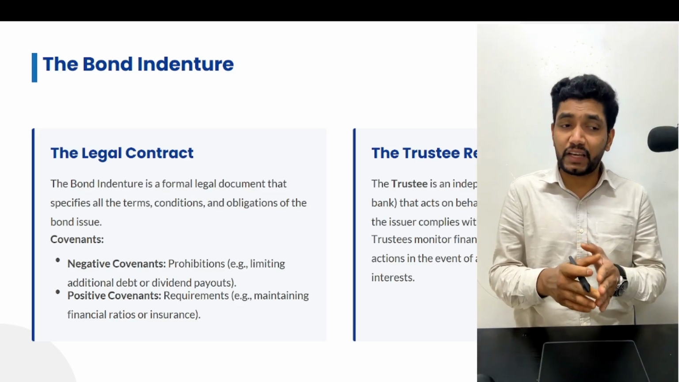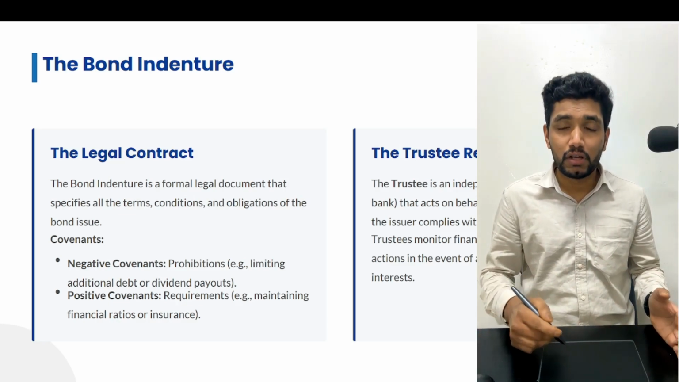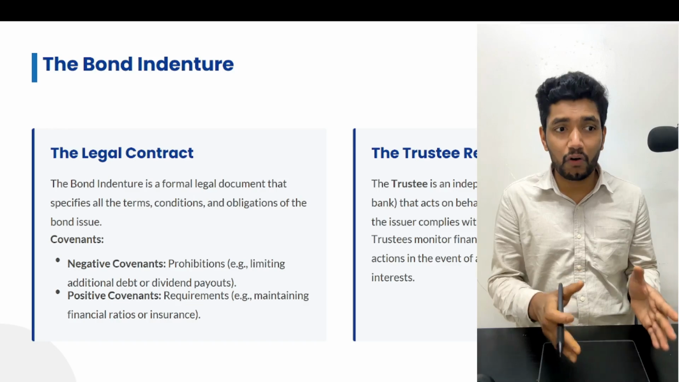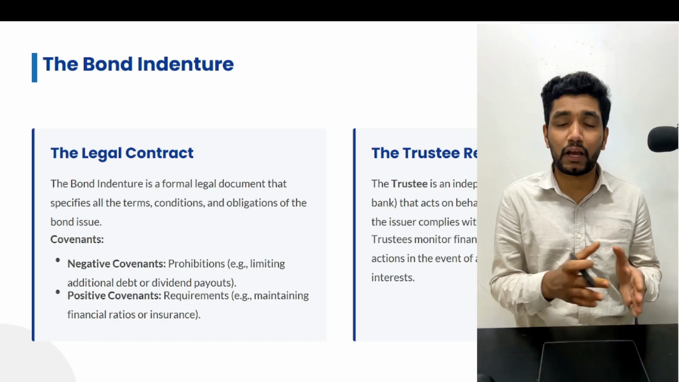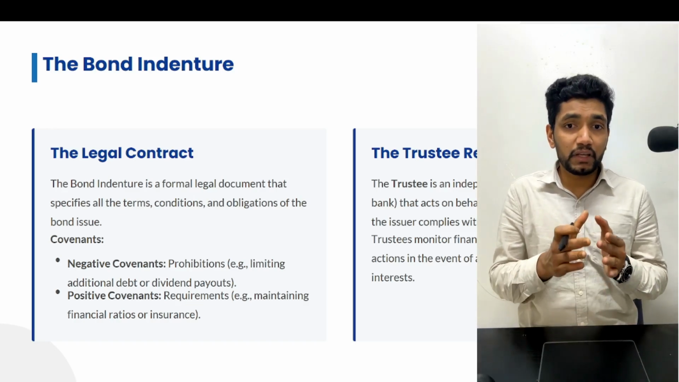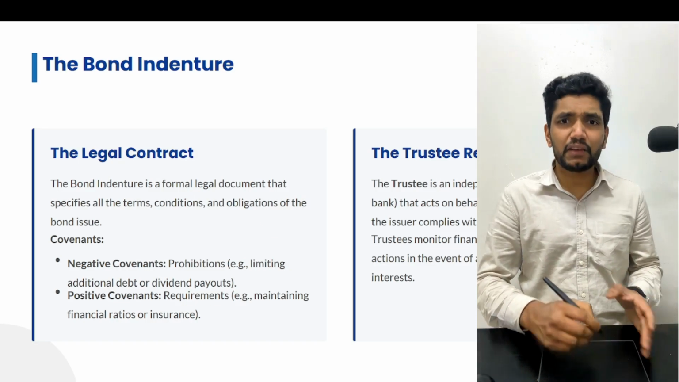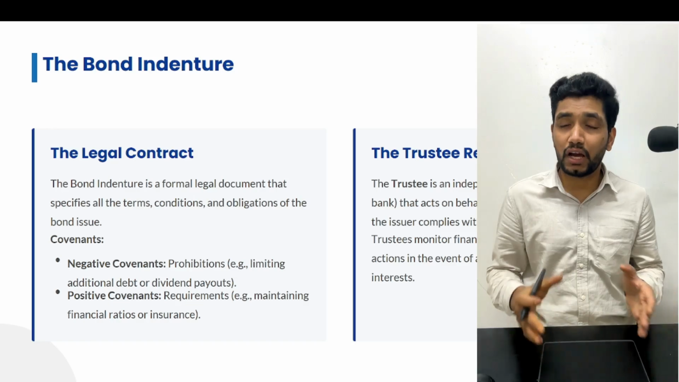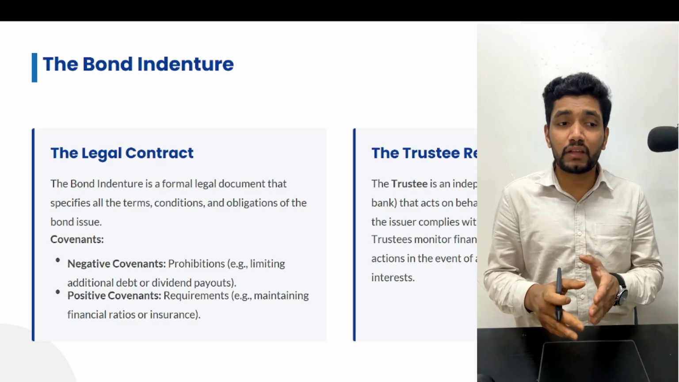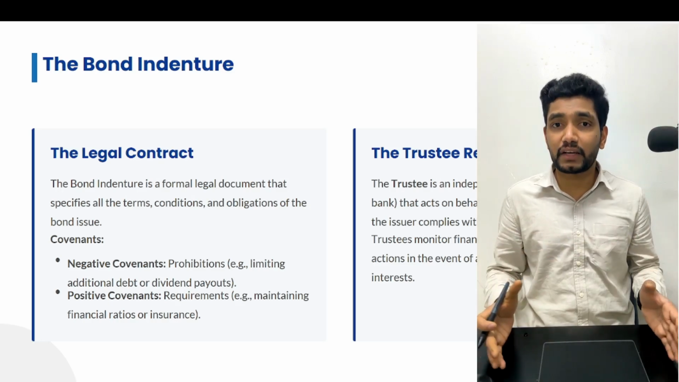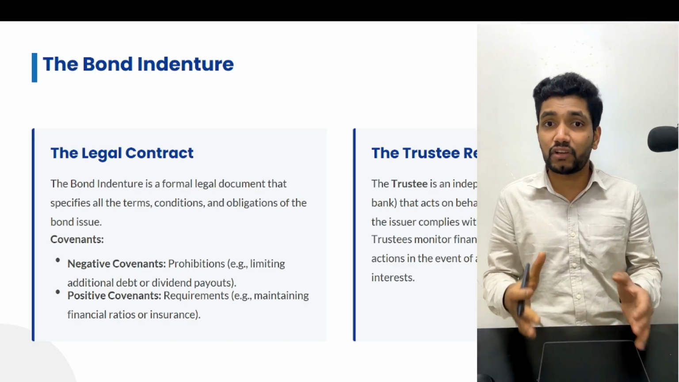Some covenants can limit additional debt or dividend payout. Maybe some bond covenants can be negative with respect to the borrower or the company, which can limit additional debt or the dividend payout. Actually, this is to protect the interest of the investor. That means the bond covenant is blocking the company from taking additional external debt, or places some restriction on the dividend payout.